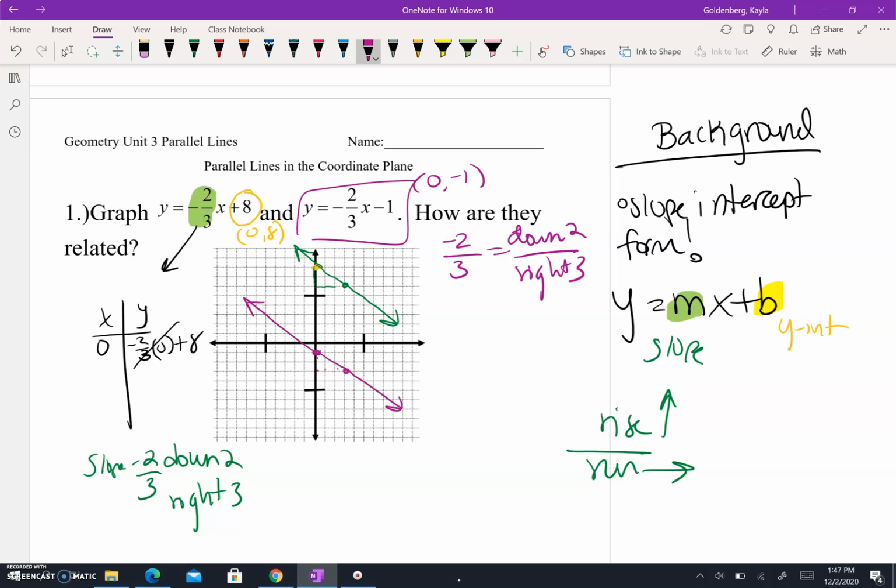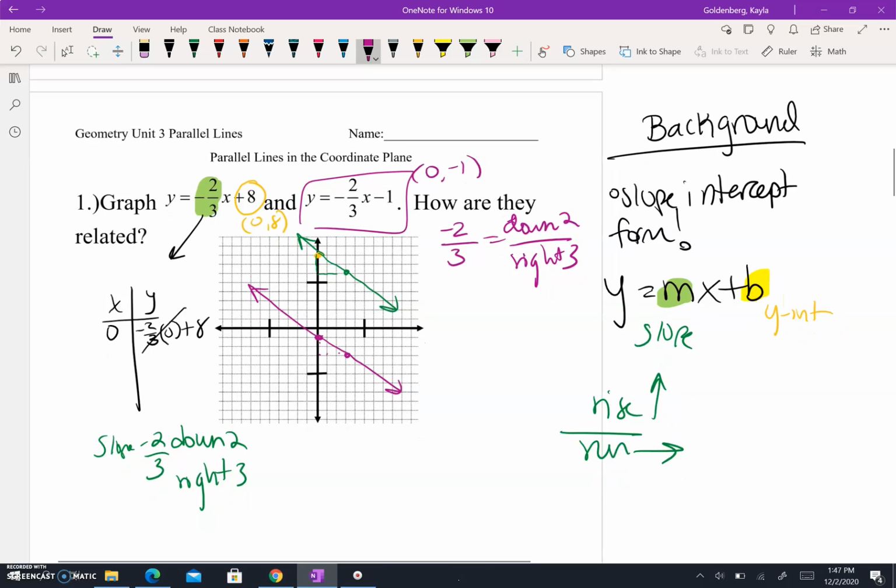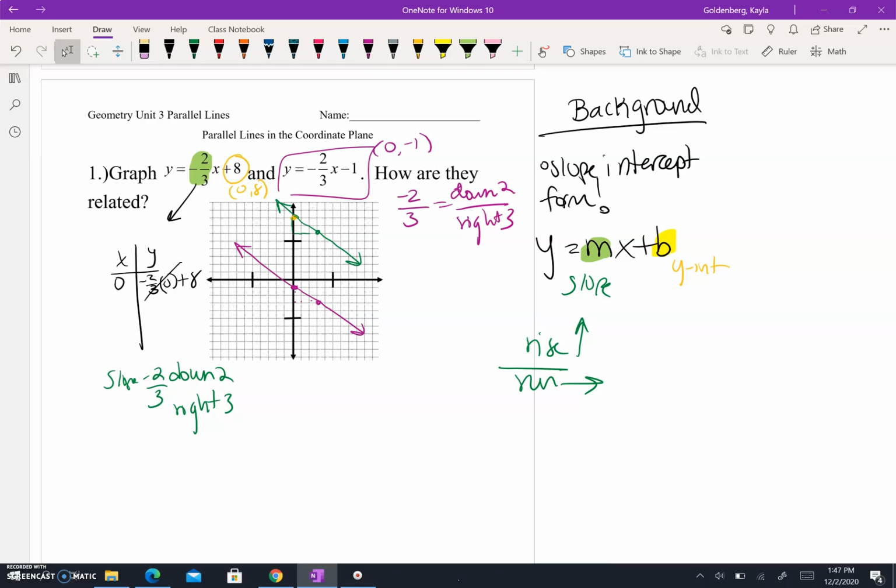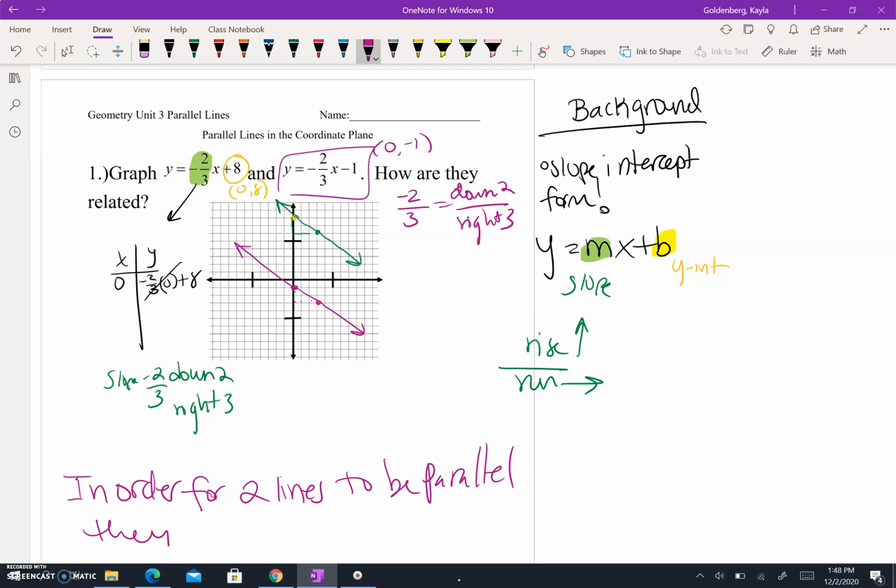Get that drawn. Now, what you'll notice about these lines is that they look like they're parallel. So the question is, what about the equations ensures that they are parallel, right? There's something that they have in common. If we notice, they both have the same slope. So make a note at the bottom of your page. In order for two lines to be parallel, they need the same slope.